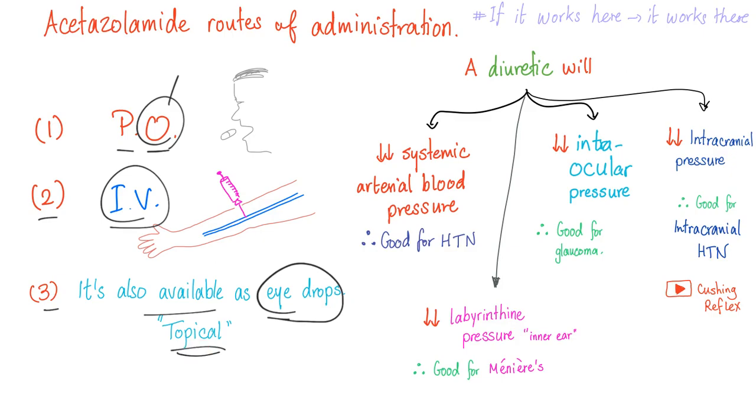It's hot there. Acetazolamide is a diuretic, therefore it will decrease systemic arterial pressure, which is good for hypertension. A diuretic will decrease the pressure in your labyrinth, which is your inner ear, and this is good for Meniere's disease. A diuretic will decrease intraocular pressure. It's good for glaucoma, baby, glaucoma.